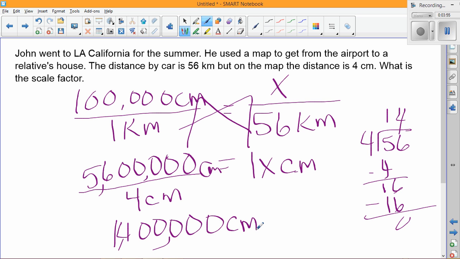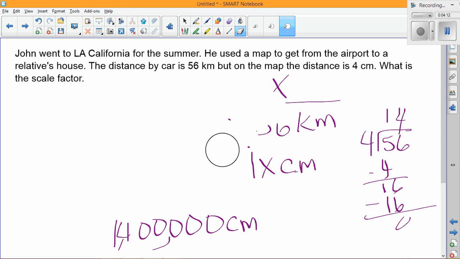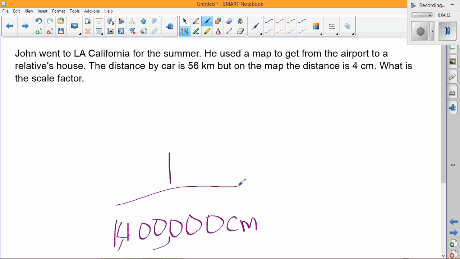Because we are scaling down the amount, we're going from big to small. We're reducing. So we know that a reduction is always a fraction, because in order to make the picture smaller, it's got to be a number less than 1. So if I know it is 1,400,000 centimeters, then I know that the scale factor is 1 over 1,400,000 centimeters.